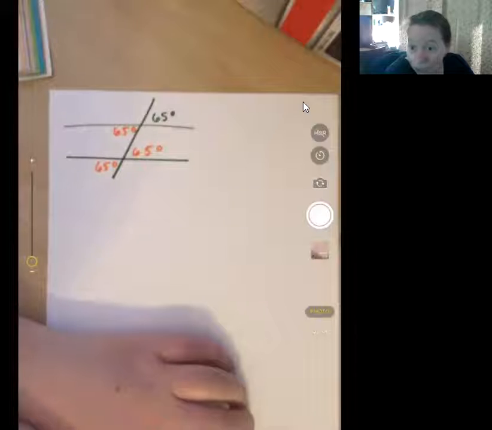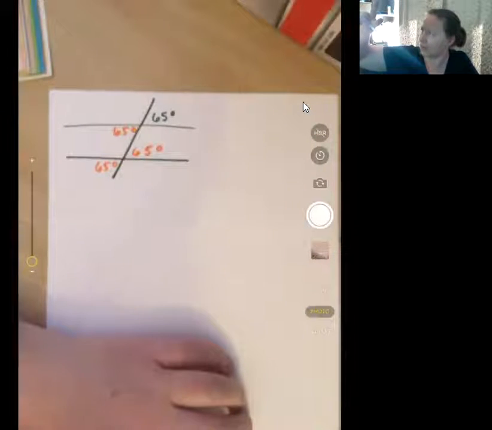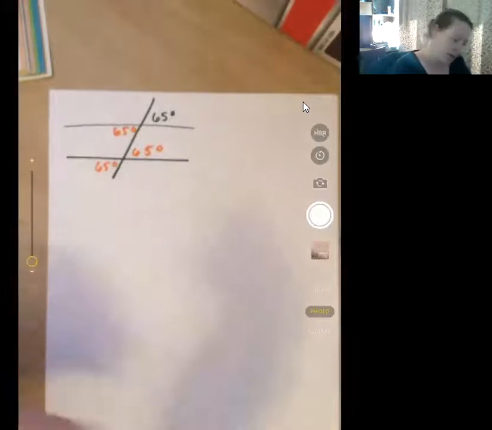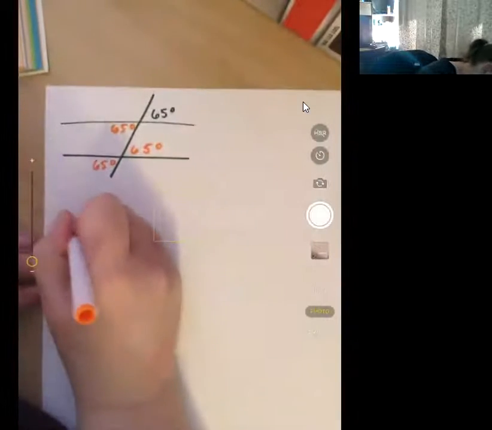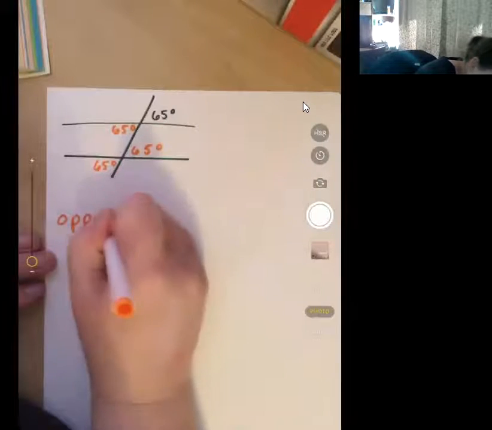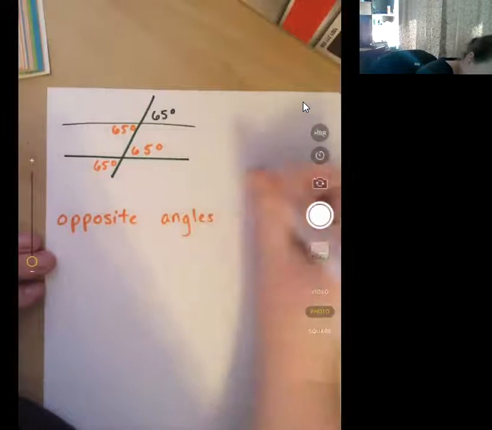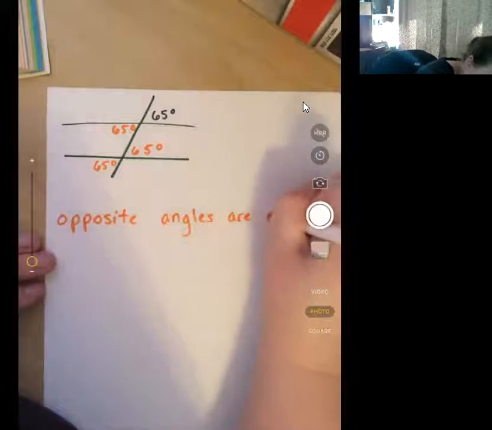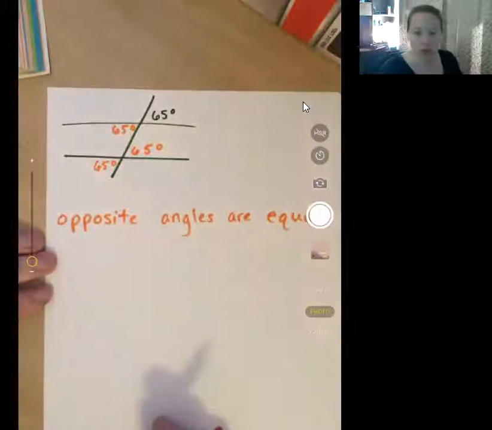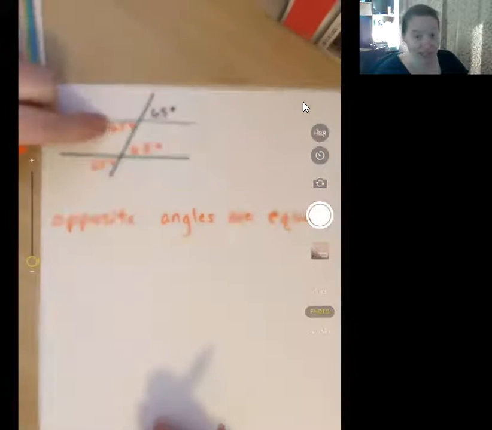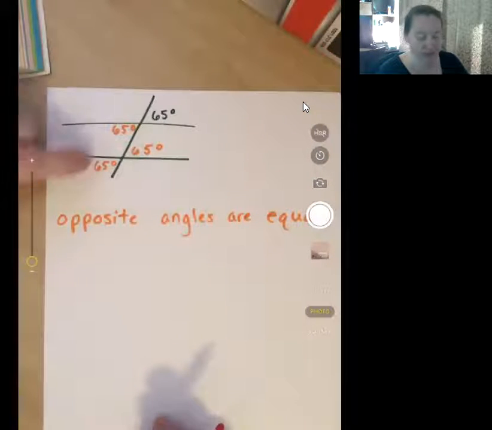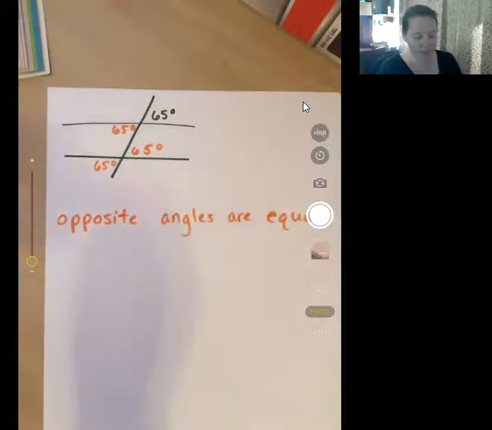Now, there's another way that I could do this. I didn't have to go back and forth between the two of them. I could have just gone with, what's the name of the angles that are right next to each other? Opposite angles? Yeah. So I could have just gone, oh, I know opposite angles are equal or are the same. So I know that that's 65, so that has to be 65. That's 65, so that has to be 65.